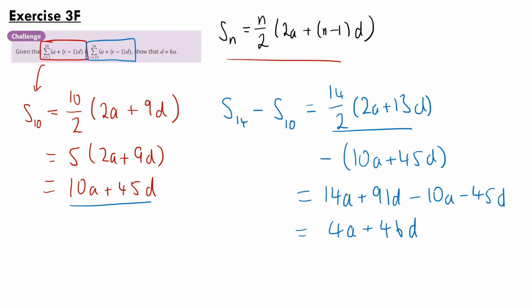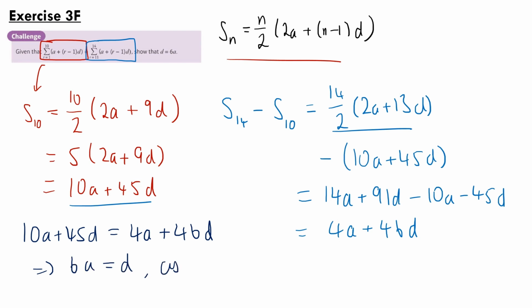Now to finish off the question, we just set these two equal to each other. So 10a plus 45d, we're going to set equal to 4a plus 46d. And rearranging, we get 6a equals d, as required.